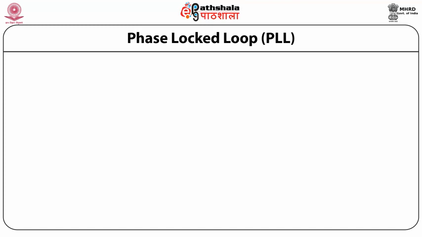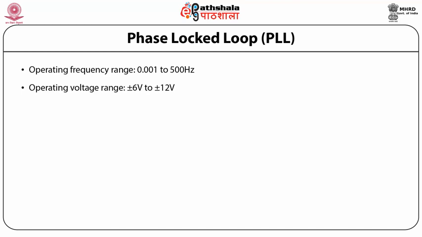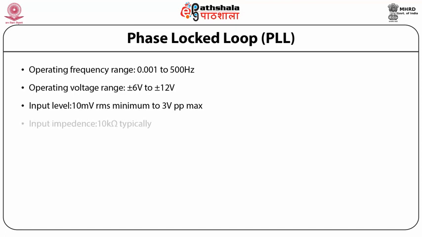Let us now discuss the PLL IC 565. The operating frequency range for this IC is 0.001 to 500 Hz. Operating voltage range is plus minus 6 volts to plus minus 12 volts. Input level is 10 millivolt RMS minimum to 3 volt peak to peak maximum. Input impedance is 10 kilo ohm typically. Output sink current is 1 milliampere typically.